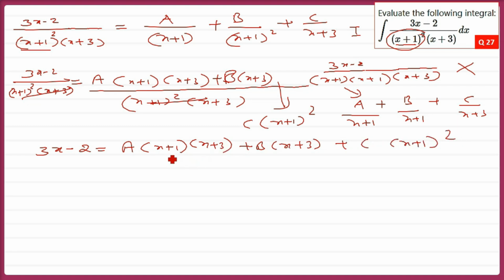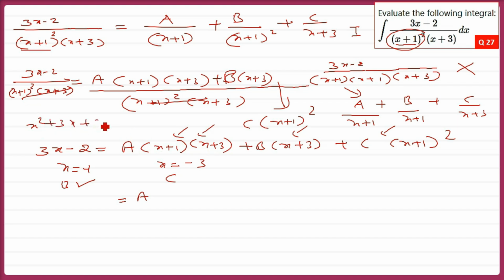Now, as in the previous 26 questions we have done, if you put x equals to negative 1, this will disappear, this will disappear, and you will get B. When you put x equals to negative 3, this will vanish and this will vanish, and you will get C. How about A? From where are we going to get A? That's an issue. So we need to multiply this out and then equate the coefficients of similar terms.